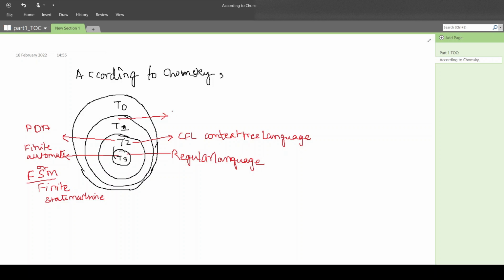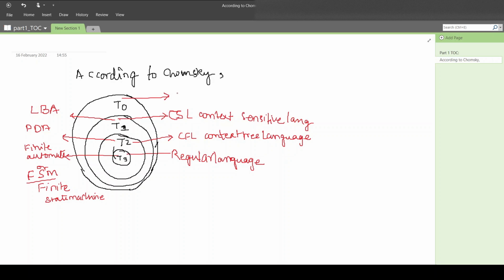T1 falls in the category of CSL, context sensitive language, and it's handled by linear bounded automata. Linear bounded actually specifies some space, so the strings which will be included in it will be specified. There is a very slight difference between Turing machine and linear bounded automata.